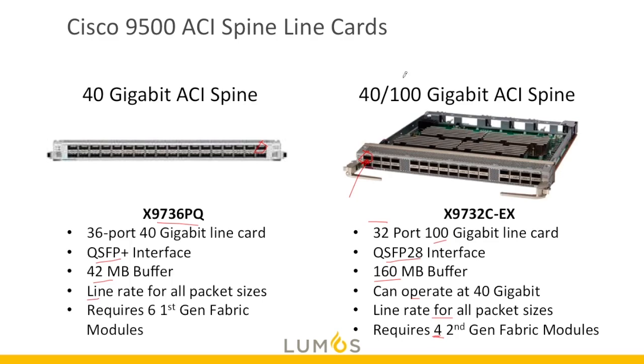Another interesting aspect about the new 40 and 100 gig line card is that it can run in both NXOS and ACI mode, providing some investment protection. If you invest in an ACI fabric and decide down the road you want a non-ACI fabric, you can turn it into just a regular NXOS switch running traditional layer 2, layer 3. The 40 gigabit ACI line card, however, can only run in ACI mode, so you cannot run it in NXOS mode.